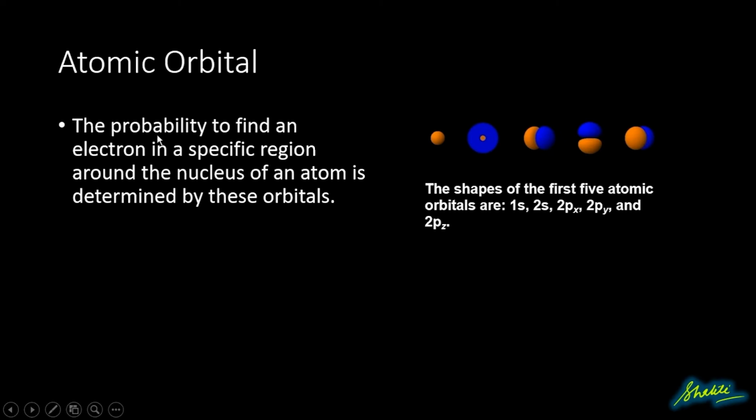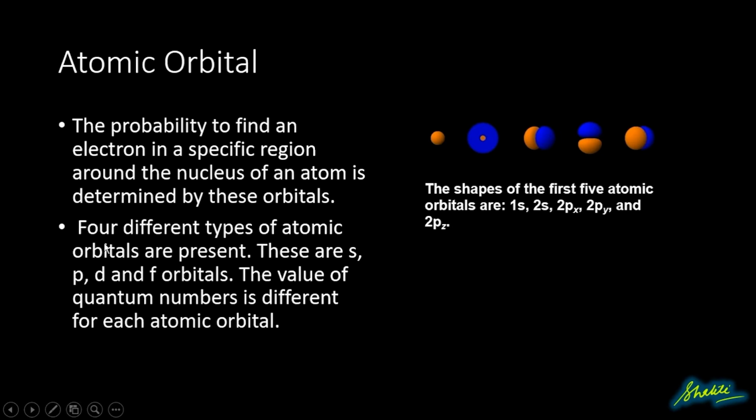The probability of finding an electron in a specific region around the nucleus of an atom is determined by these orbitals. 4 different types of atomic orbitals are present. These are s, p, d and f orbitals. The value of quantum numbers is different for each atomic orbital.